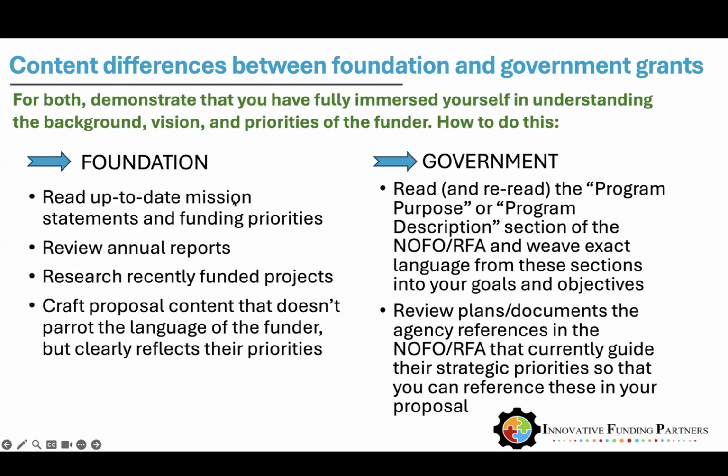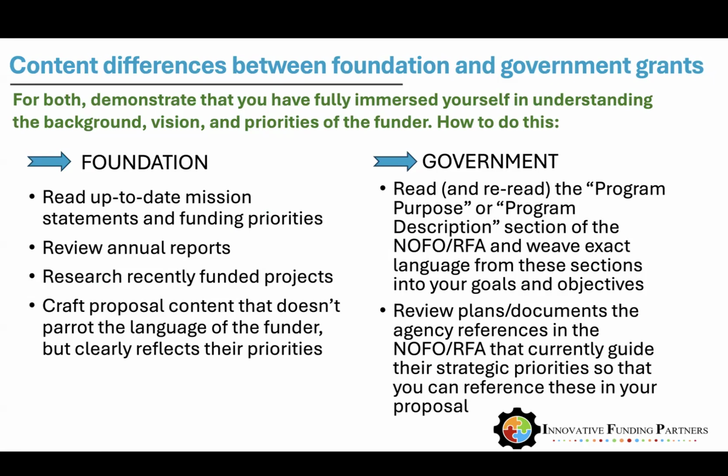So, some content differences between foundation and government grants. For both, you want to demonstrate that you have done your research, that you've fully immersed yourself in understanding the funder that you're applying to. And you can do this in different ways for a foundation versus a government proposal. For a foundation proposal, you're going to want to, as I mentioned earlier, read everything you can that's available on the website. Read their up-to-date mission statement, their funding priorities, annual reports, and research any recently funded projects. When you're writing your proposal, you don't want to parrot back the language of the foundation, in that you don't want to embed their mission statement in your proposal, but you do want to call out specifically how your work drives their priorities further.